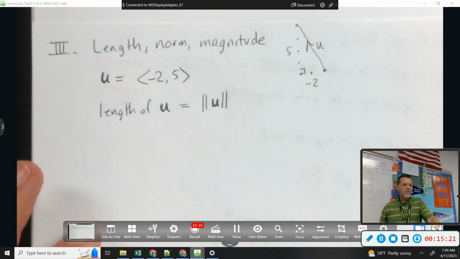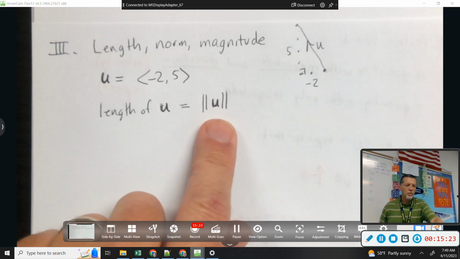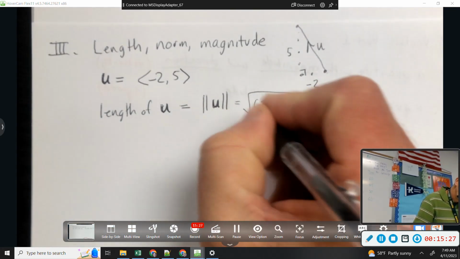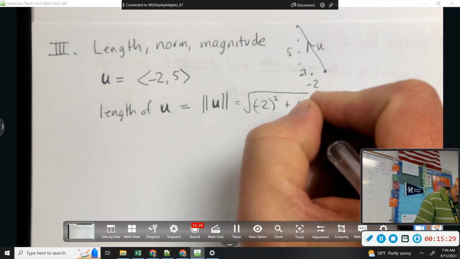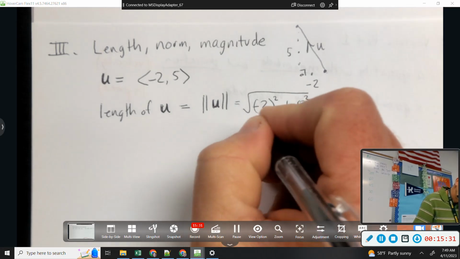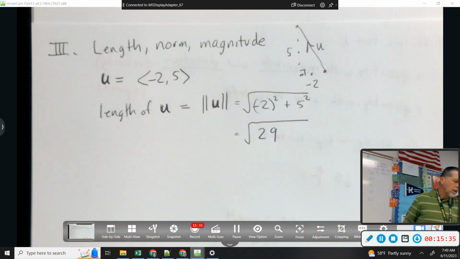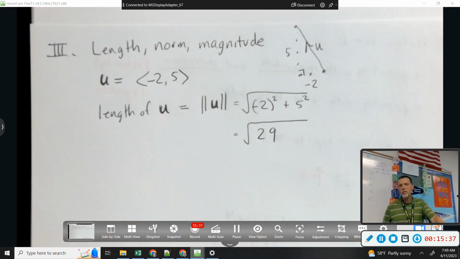So it's maybe a new name and a new symbol, but the formula is definitely one you're familiar with. The square root of a squared plus b squared. So 4 plus 25 is 29, so the length of u is square root of 29. You did this in physics as well, right? You called it x and y probably, Fx, Fy, and then the total force or the net force.